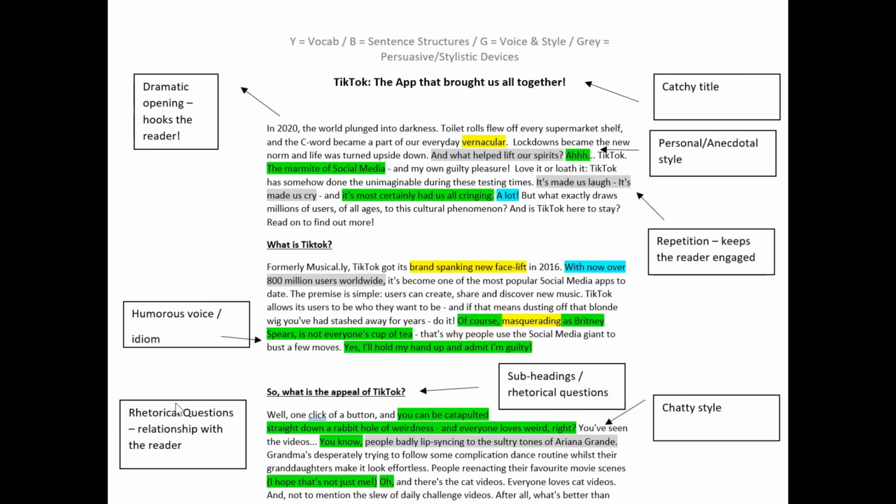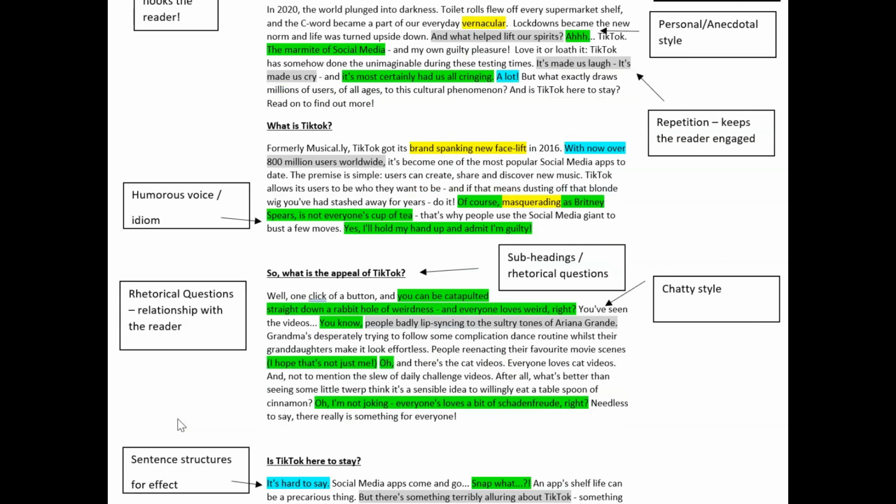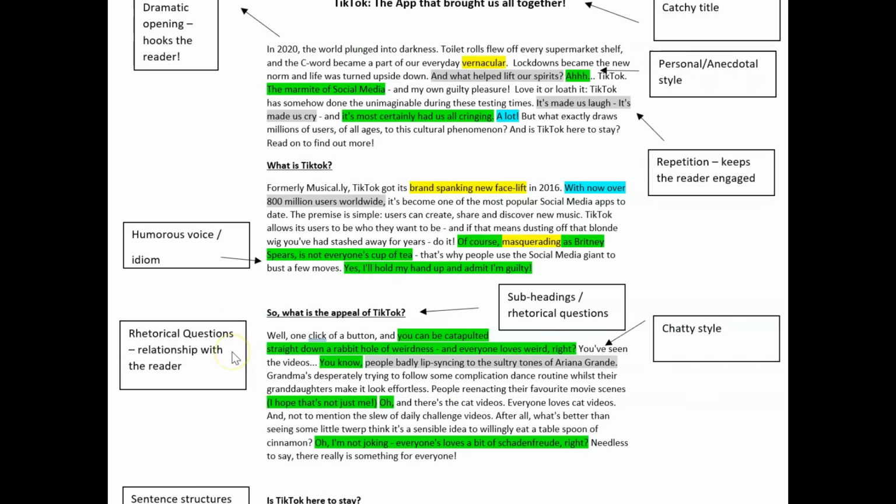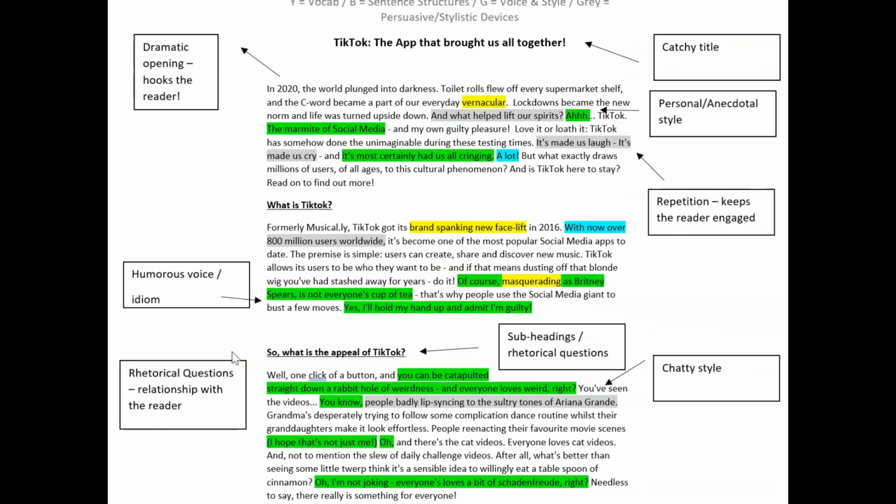So this, again, if I was marking this, I would award ticks for sort of voice and style. I've used sort of fillers such as right. I think I've used it somewhere. So it's very much a kind of chatty, informal piece, and that's okay because that is what I am trying to achieve. Just to highlight a few things, we've got the Marmite of social media.